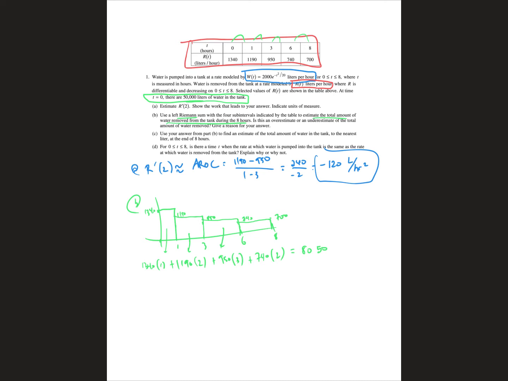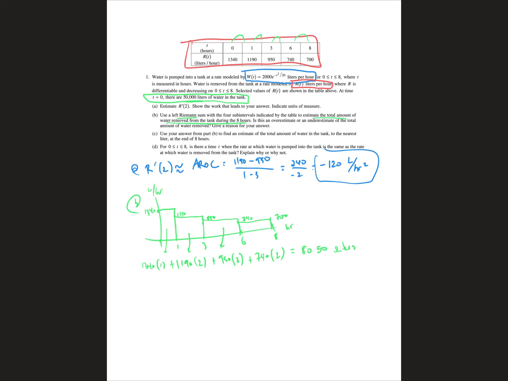And I would go ahead and put units on that. That's going to be in liters. Remember the area, this was liters per hour, this was hours. So when you multiply them, you're going to get liters. And then the question says, is this an over or underestimate of the original thing?